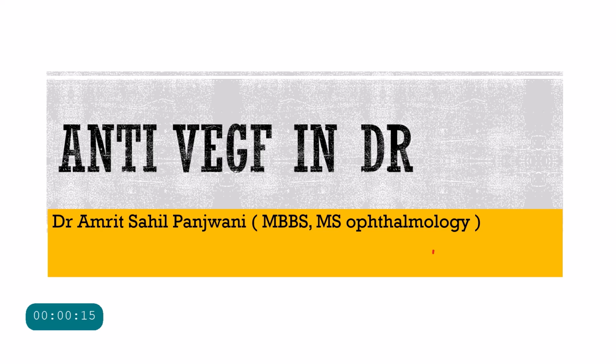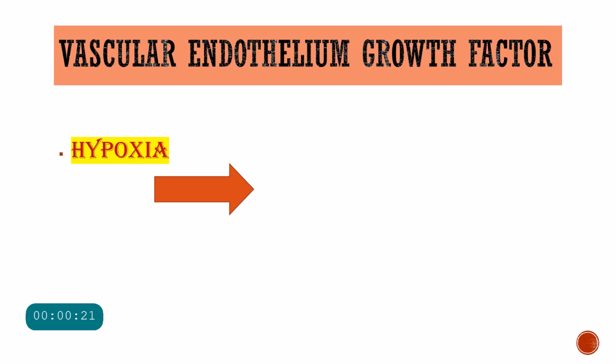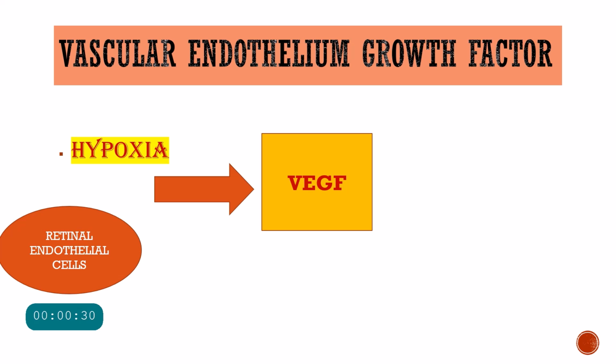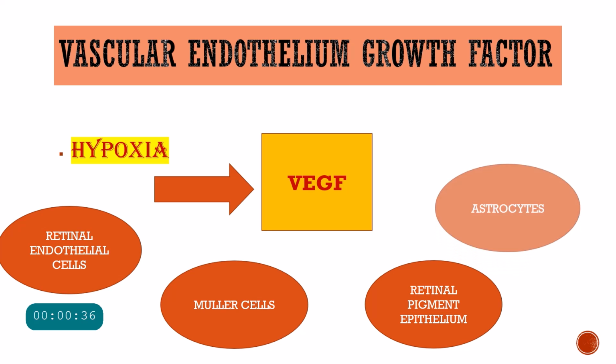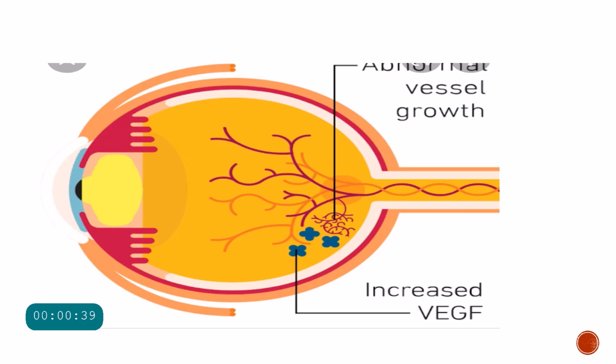Today we are studying the role of anti-VEGF agents in diabetic retinopathy. So as we all know, hypoxia in the retina will induce the production of vascular endothelial growth factor, and this VEGF is produced by the retinal endothelial cells, the Muller cells, the retinal pigment epithelium, and the astrocytes as well. The vascular endothelial growth factor will lead to the production of numerous new vessels in the retina, called new vessels or neovascularization, and whenever there is neovascularization, the stage of retinopathy is called PDR or proliferative diabetic retinopathy.